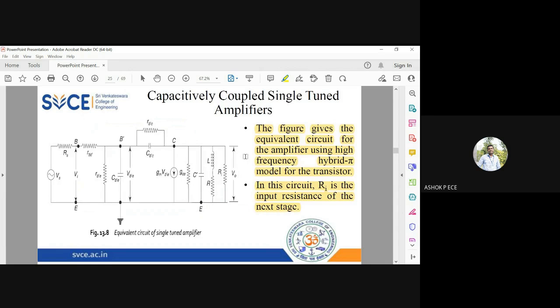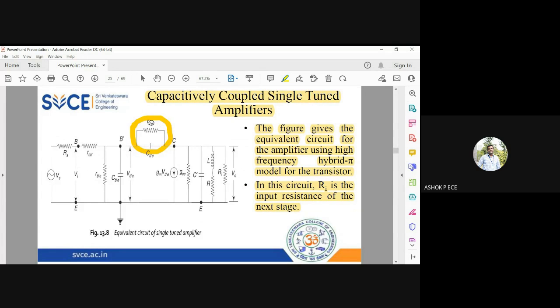I cannot use this diagram as it is because it has a lot of components in series and a lot of components in parallel. So I have to simplify this diagram first before doing the mathematical calculations. Okay, so for the first simplification, we are going to use Miller's theorem.